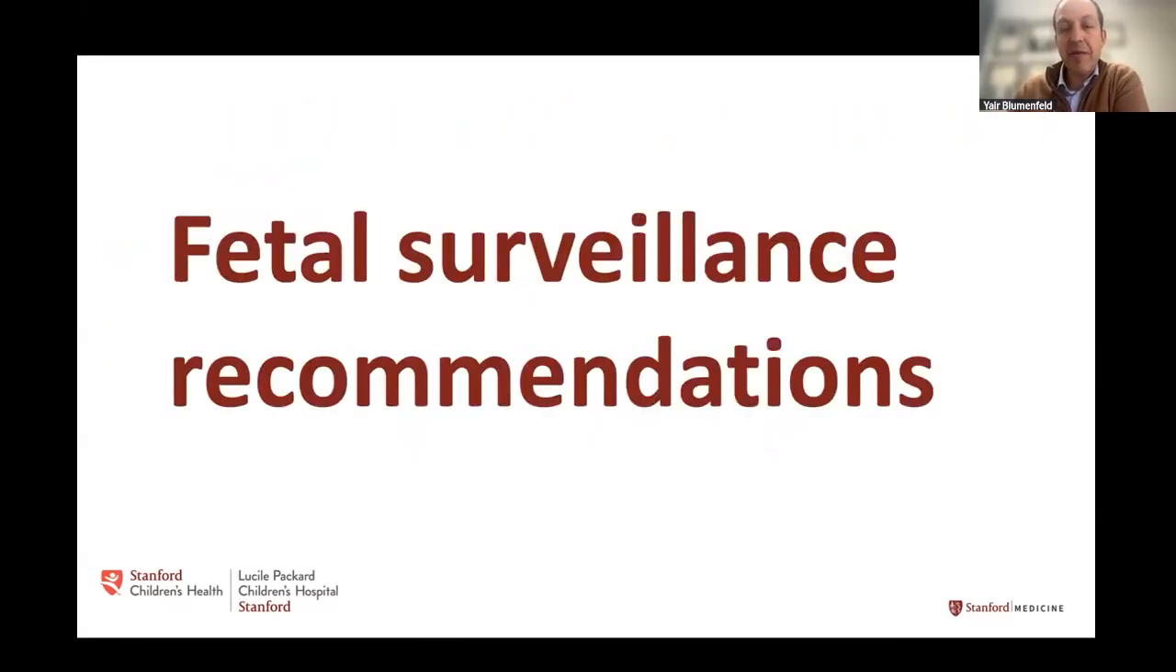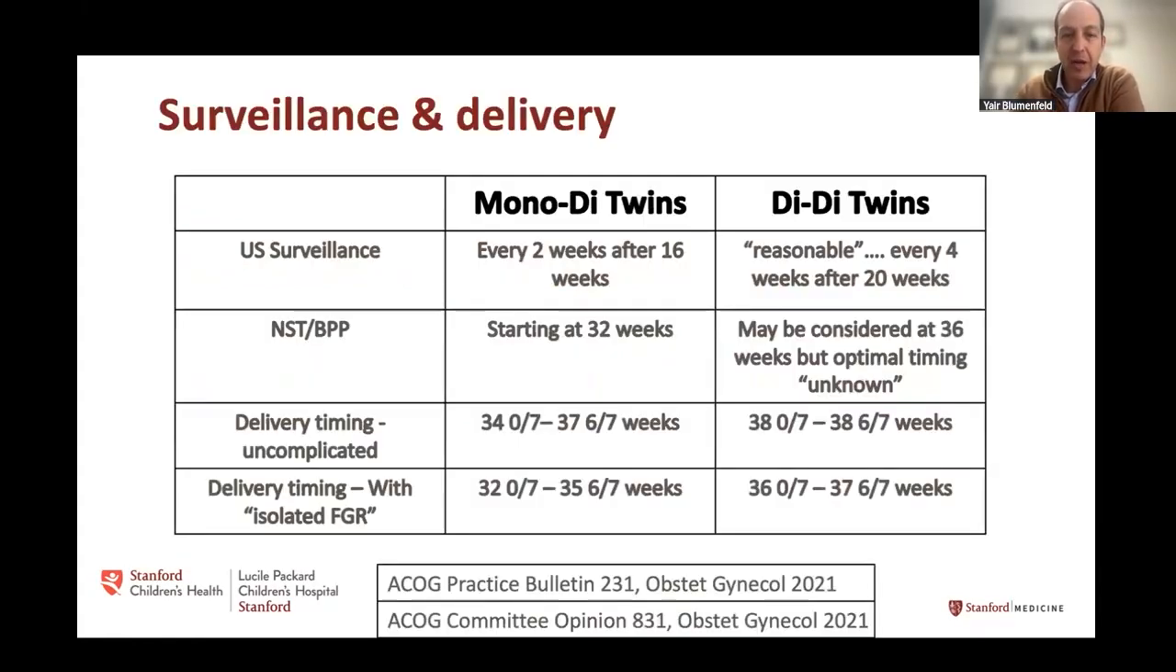So given all of that, given all the different definitions and the different risks and the different outcomes based on surveillance of monochorionic twins, what are the recommendations here? So the crux here is I included the ACOG recommendations. You can see this in the syllabus. ACOG appropriately divides this between monodi twins and didi twins. Ultrasound, you can see in monochorionic twins is very common, usually every 2 weeks, mostly because of TTTS. And then delivery timing for uncomplicated twins is here, with isolated FGR is here, and then with diti twins later on.